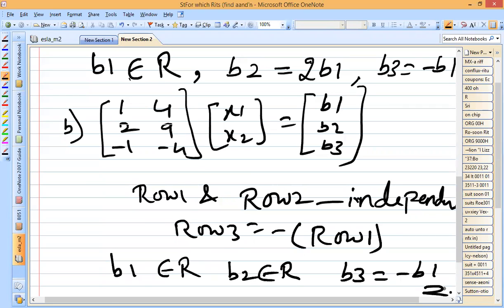Have you studied it? Rank of a matrix, row echelon method. Have you studied in mathematics? Anybody? Do you remember?